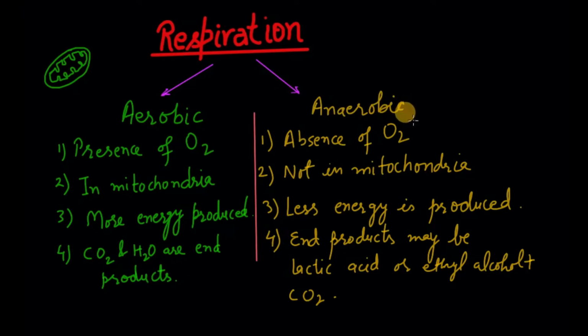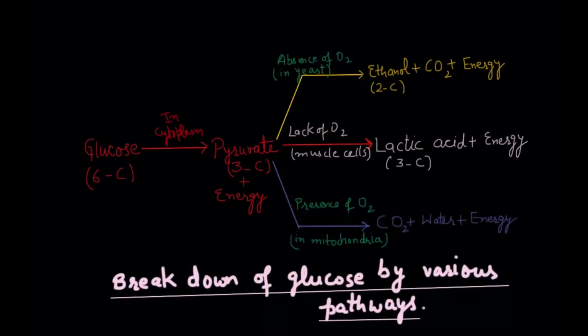In anaerobic respiration, oxygen is not involved and it doesn't occur in mitochondria, and energy is produced in lesser amounts as compared to aerobic respiration. End products may be lactic acid, or ethyl alcohol and carbon dioxide. So these are the 2 types of respiration.